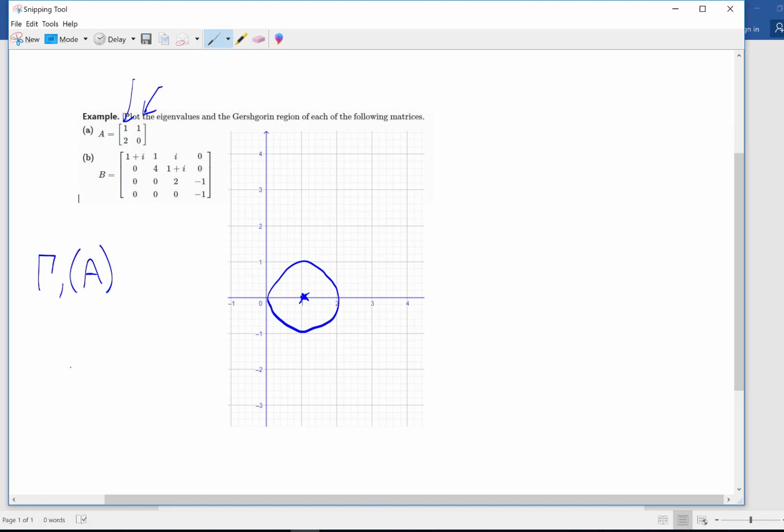And so for gamma 2 of A, again, it's the diagonal entry. So that's the center of the second circle. And so it'd be centered at 0, which is right there. Remember that these are complex numbers. So example B will show that a little bit. And the radius is the absolute value of everything else. So there's a 2. So we want a circle of radius 2 around 0. And so I guess it would look something like this.